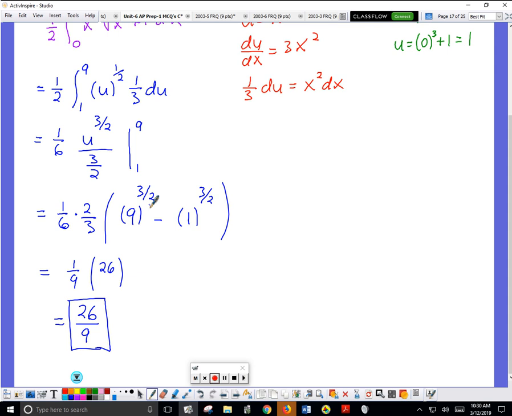The order doesn't matter. So what's 3 cubed? 27. And then this 1 to the power is just 1. So 27 minus 1 is 26. I don't know if that helped, though. Yeah, you can do it in either order.